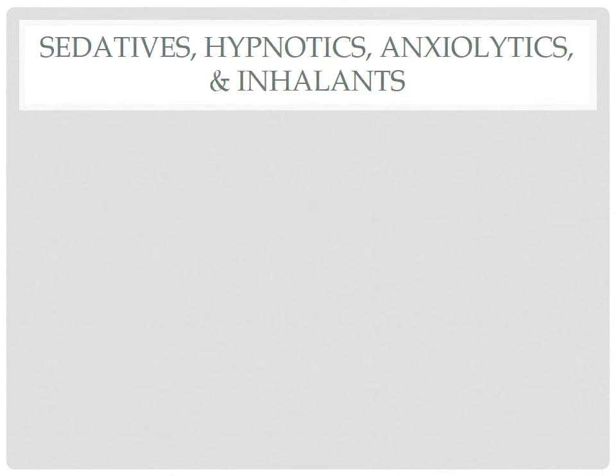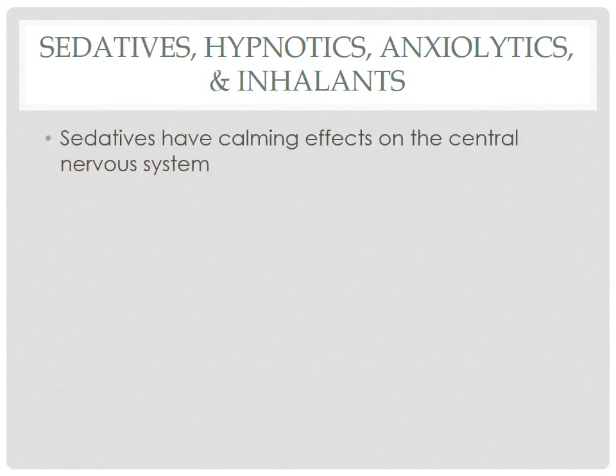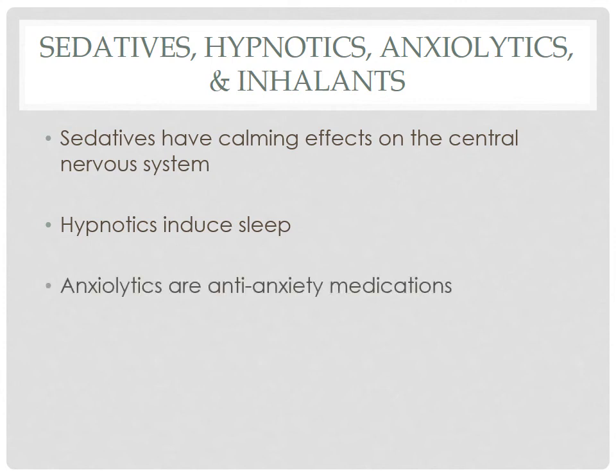There's a variety of other substance use disorders that occur in terms of sedatives, hypnotics, anxiolytics, and inhalants. So sedatives generally have a calming effect on the central nervous system, right? We have hypnotics that include sleep medications. So you might see Ambien or Lunesta might be abused here. Anxiolytics are anti-anxiety medications. Oftentimes, you'll see people taking these medications without a prescription.